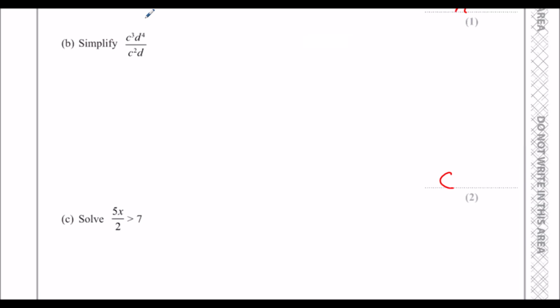And d to the power of 4 divided by d to the power of 1. 4 take away 1 is 3. So we've got d cubed left.